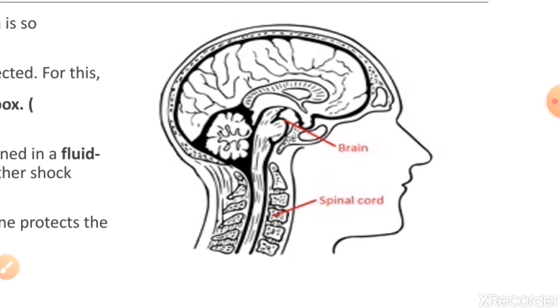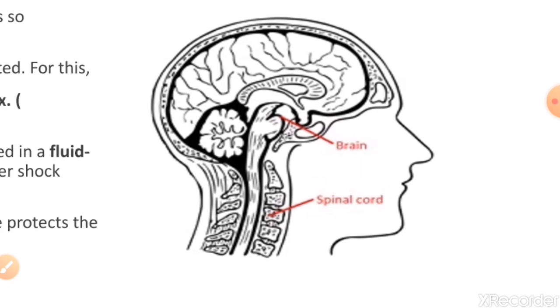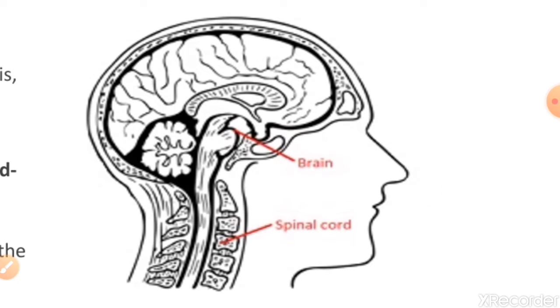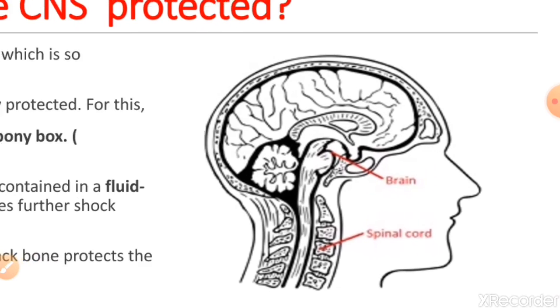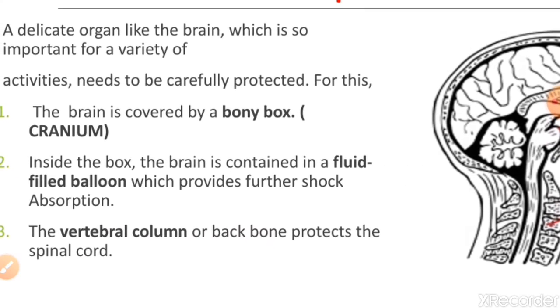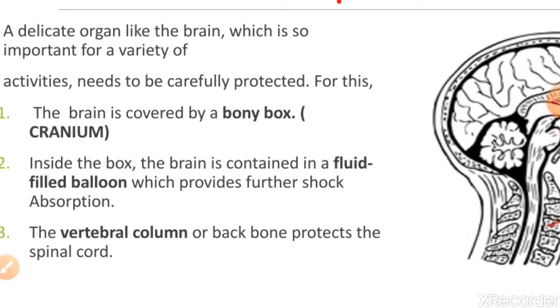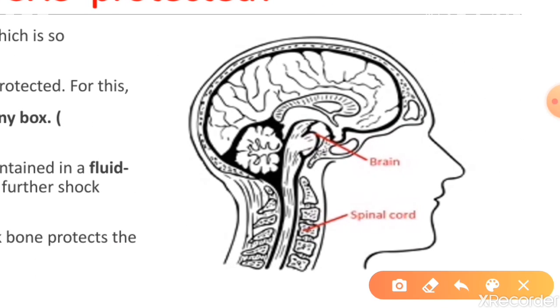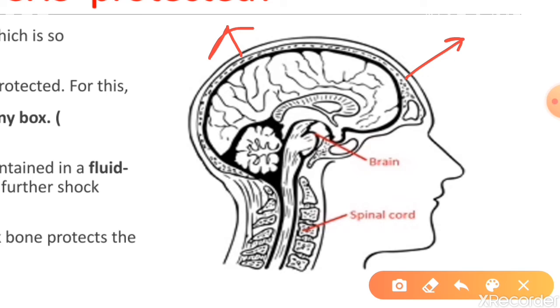So now let us study how the central nervous system is protected. You know that the central nervous system comprises delicate organs like the brain and spinal cord, and these organs need to be quite well protected. Now the brain is protected by a bony box which is called the cranium, right? As you all know, the brain is located in the skull, so this particular part of the skull, the cranium, is a bony covering that protects the brain from mechanical shocks and injuries.